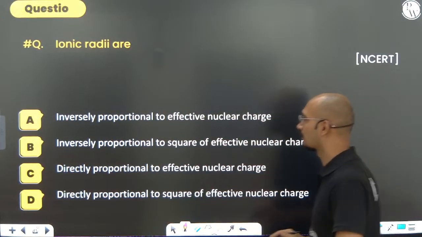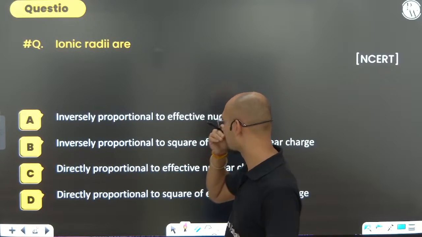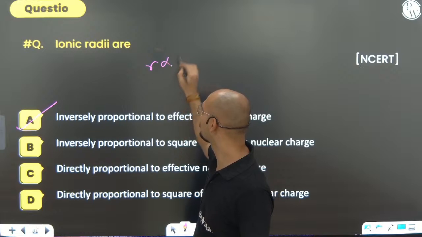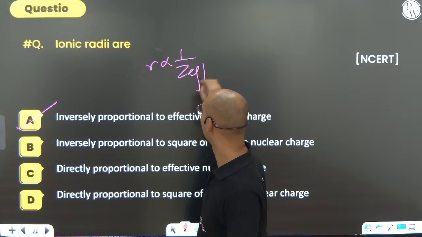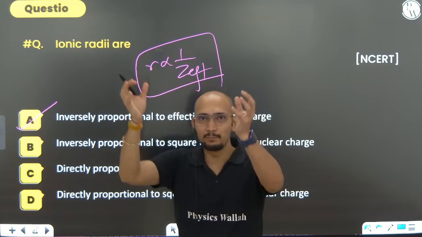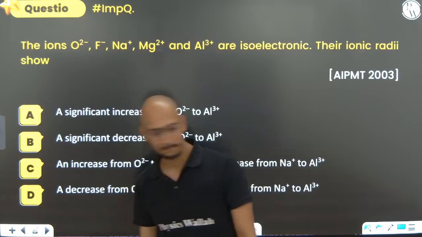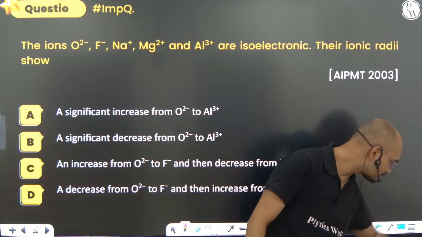Ionic radii are inversely proportional to effective nuclear charge. Yes, of course it is correct. So we can say r is inversely proportional to Z effective. The more the Z effective, the more the pull on the electrons, and the smaller their size will become. Not a big deal.